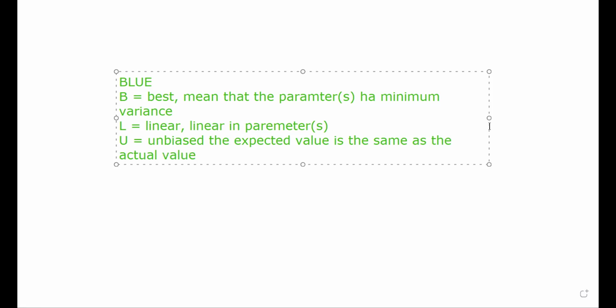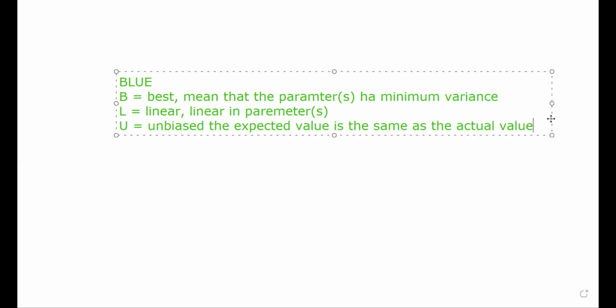Okay, this is the Gauss-Markov theorem. Best means the variance is minimum. Linear, the parameter must be linear. Unbiased, this means the expected value of the parameters is the same as the actual value, or we call it the true value.